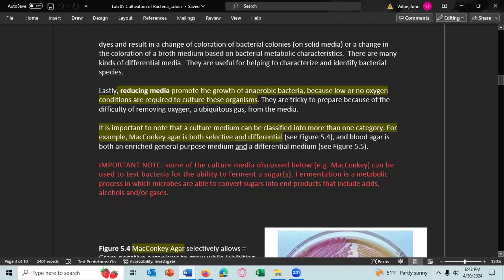It's important to note that a culture medium can be classified into more than one category. For example, McConkey's agar is both selective and differential. Blood agar is both an enriched general purpose media and a differential media. Any question about any of that?